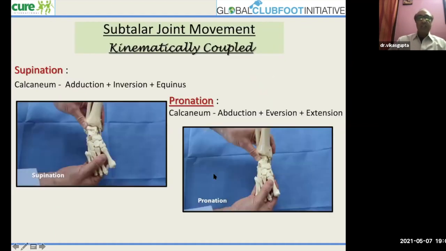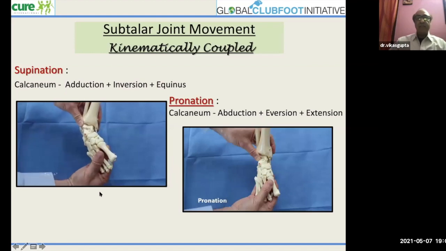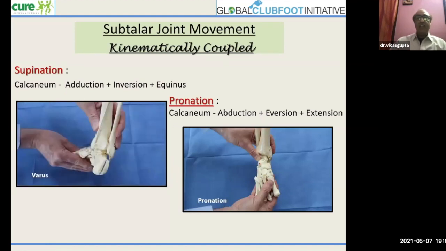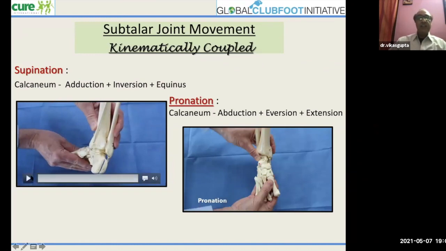Now, you have been listening to the word kinematic coupling. So all these movements, adduction, inversion, and equinus at the subtalar joint are kinematically coupled. So what is kinematic coupling? That when the calcaneum adducts, it also goes into inversion as well as equinus at the subtalar joint. So this is called supination.